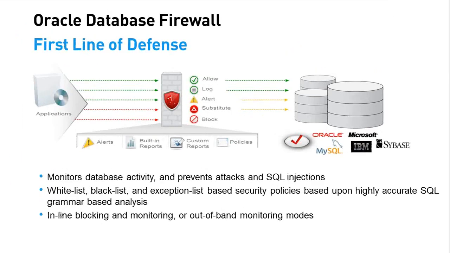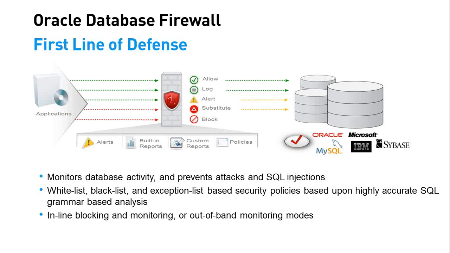The second component is a database firewall. Database firewall is a first line of defense for Oracle and non-Oracle databases, and it consolidates audit data from the databases, operating system, and directories. The beauty of database firewall is it has a highly accurate SQL grammar-based engine to monitor and block unauthorized SQL traffic, because you see that SQL injection attacks are more frequent nowadays.